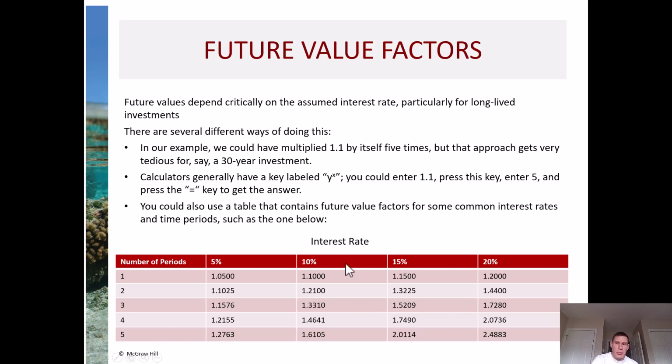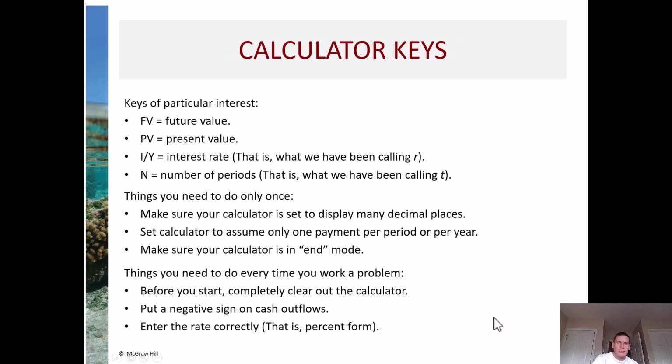You can also use a table. This is what a lot of people use, these tables that contain the future value factors. The tables are in the book for some common interest rates and time periods. The way you use these tables is we look at the number of periods and the interest rate. So if it was 4 periods of 15%, just match it up and we get 1.7490.